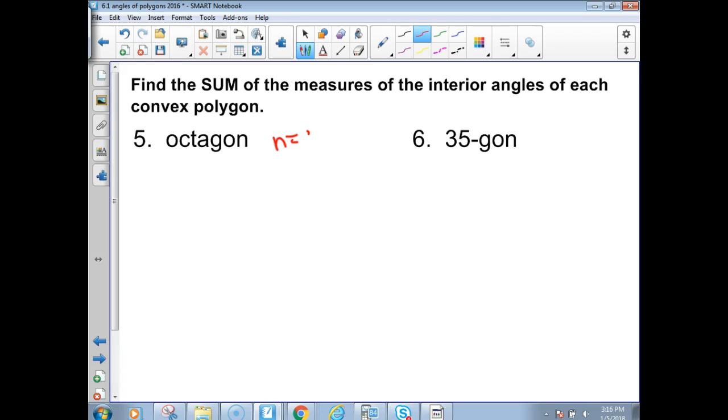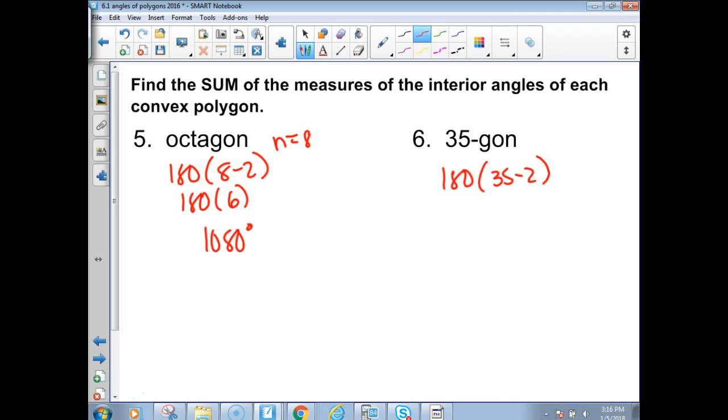Octagon, n is 8, so we're going to do 180 times 8 minus 2. How big? 1080? Okay. And then, oh my gosh, this is going to be a big one. 35 minus 2. We're going to do 180 times 33. Almost 6,000, 5,940. Thank you. Okay.